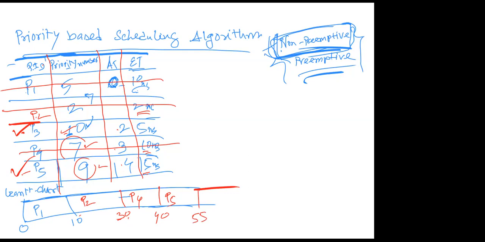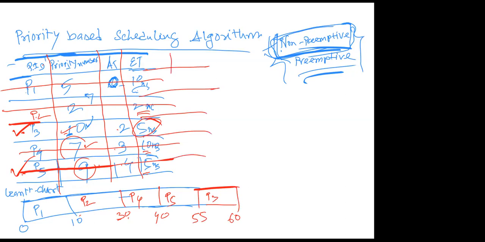Now process P5 is done. Only process P3 remains. P3 needs 5 nanoseconds to complete its execution. So 55 plus 5 is nothing but 60. At 60, it will complete its execution. From here, you can calculate the completion time as usual, same as the previous.